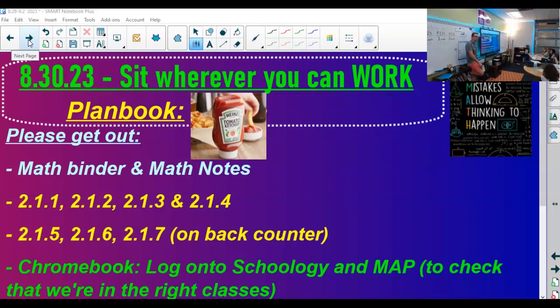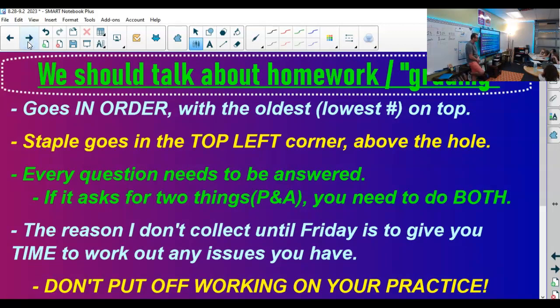We need to make sure that you're coded correctly in Schoology and in math. I think all of you are right in math. I just want you to check it, that when you log in it seems right. And I'm not sure about Schoology at all. I have not checked the roster on there. But even if you're on your Chromebook right now, I need those to get pulled halfway shut. And we're going to talk about homework expectations.